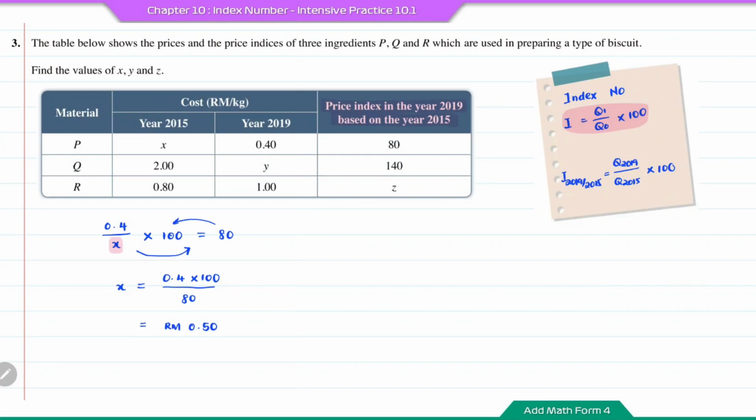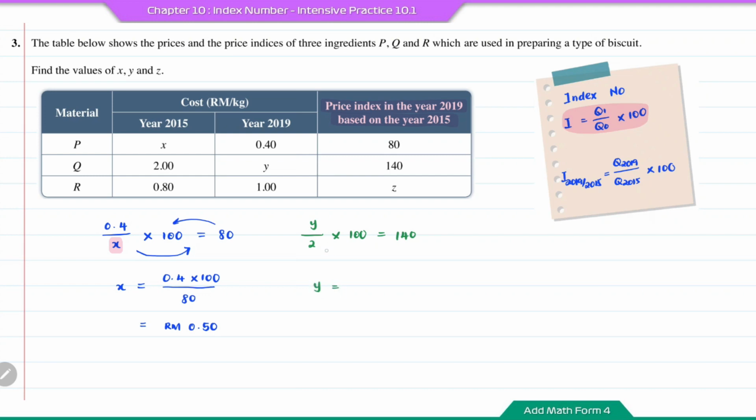And for the Y, the material Q has the price index of 140. To get the 140, we are going to take the value of Y, divide it with 2, multiply it by 100. This will give us the answer of 140.